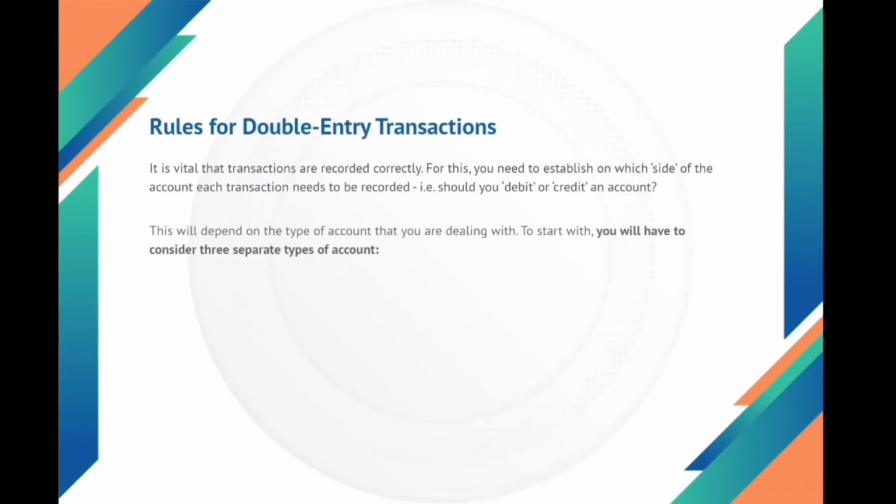Rules for double entry transactions. It is vital that transactions are recorded correctly. For this, you need to establish on which side of the account each transaction needs to be recorded. For example, should you debit or credit an account? This will depend on the type of account that you are dealing with. To start with, you will have to consider three separate types of account: assets, liabilities, capital.